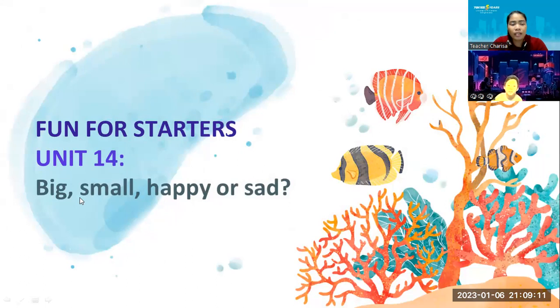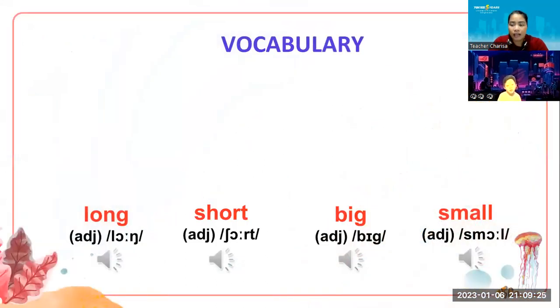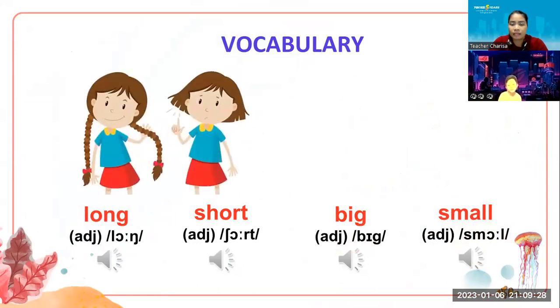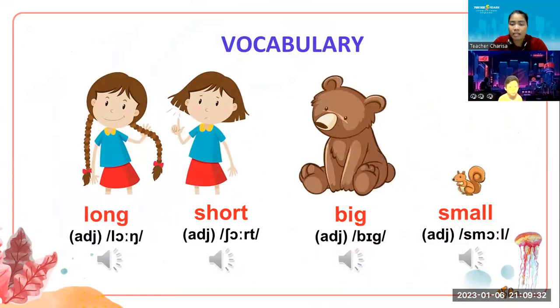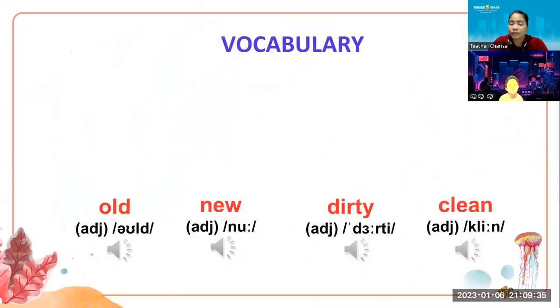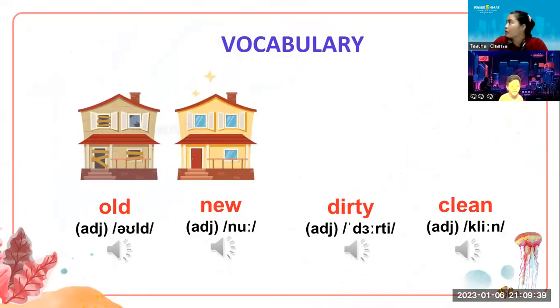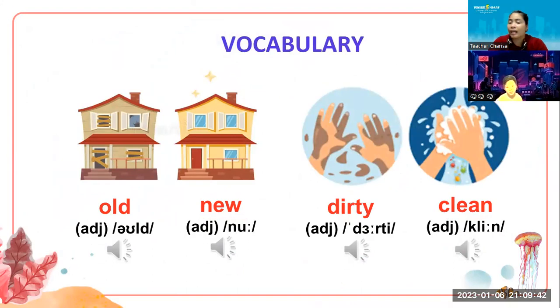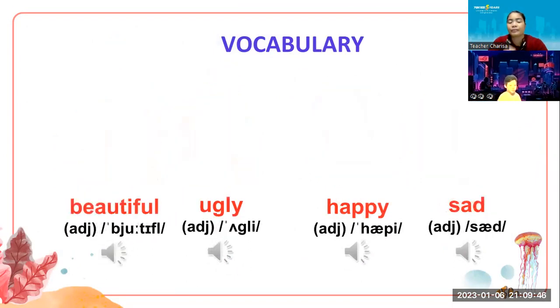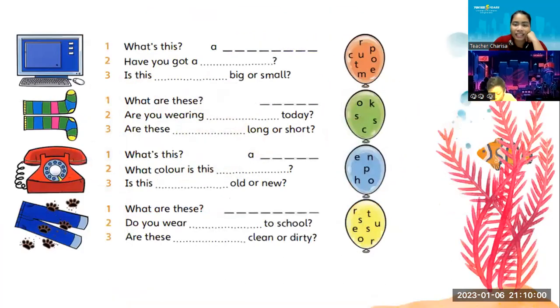Okay, again, what is the title? Unit 14. Read this, go. Happy or sad? Okay, that's very good. More long, short, which more? Yes, we have long, short, big, small. Okay, next. Oh, new, dirty, clean. Okay, so another. Beautiful, ugly, again, happy, sad. Okay, go.